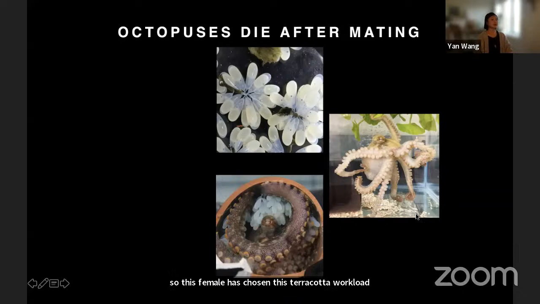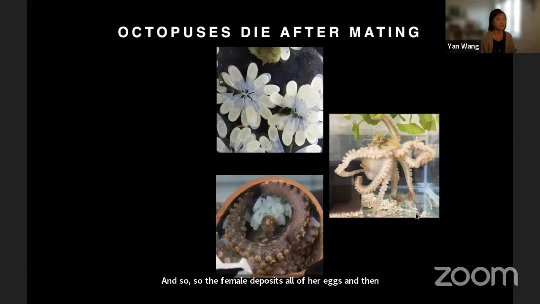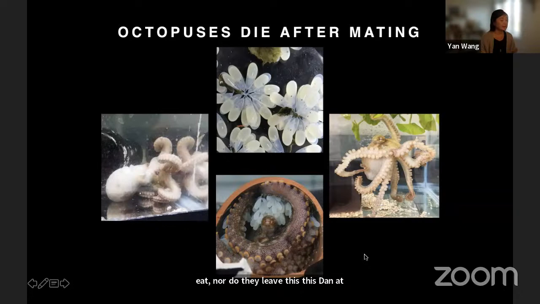So the female deposits all of her eggs, and then what was previously known is that she then spends the next weeks and months devotedly taking care of her eggs. So, gently brushing them with her suckers to keep them clean, and blowing water on them to oxygenate them, and of course to protect them from any predators. And they're so single-minded in this endeavor that they don't eat, nor do they leave this den at all. And then by the time the eggs are ready to hatch, the female dies.